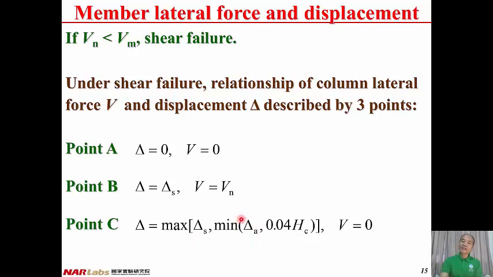Therefore, once we have delta_a, we compare it with delta_s, and delta_s is the lower bound of delta_a, and 0.04 H_c is the upper bound of delta_a, because under shear failure, the displacement cannot be that large. Therefore, we have the upper bound 0.04 H_c. And for pushover, for the force displacement relationship, the displacement is ever increasing. Therefore, delta_a cannot be less than delta_s, so we have delta_s as the lower bound for delta_a.